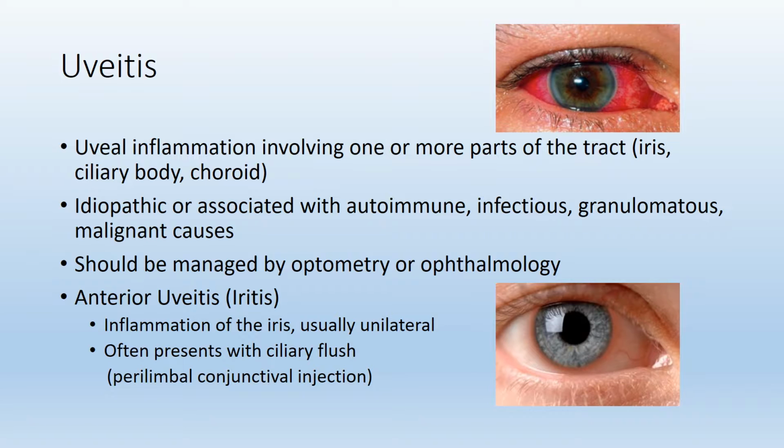Anterior uveitis, which is also known as iritis, refers to inflammation of the iris, and it's usually a unilateral issue that presents with ciliary flush, which you can see down below here.